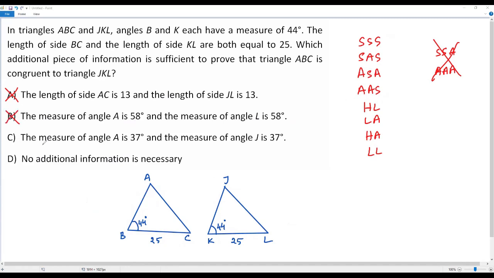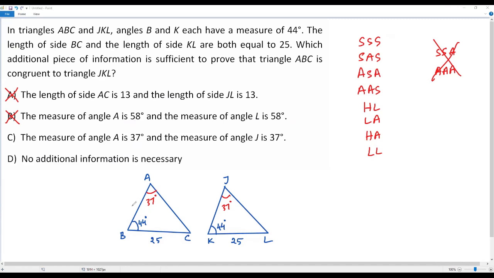Okay, now let me consider answer choice C. The measure of angle A is 37 degrees. Let me mark it over here, 37 degrees. And the measure of angle J is 37 degrees. Here we have interior angle measure 37 degrees, here we have the same interior angle measure. Here we have 44 degrees, here we have 44 degrees. Here we have the length of the side 25 and the same length over here.